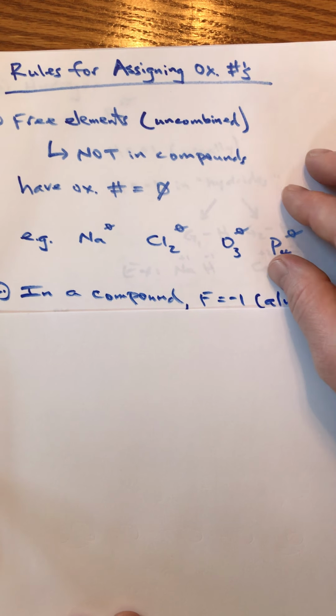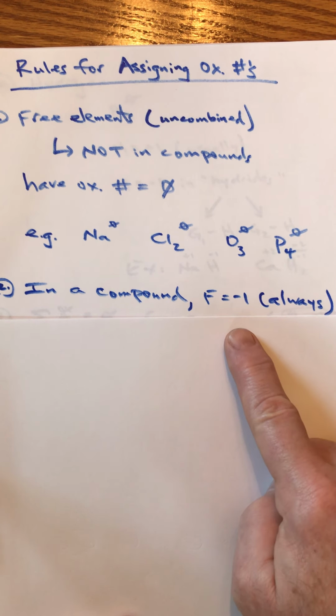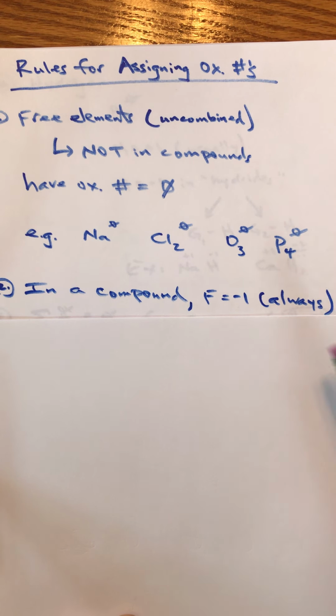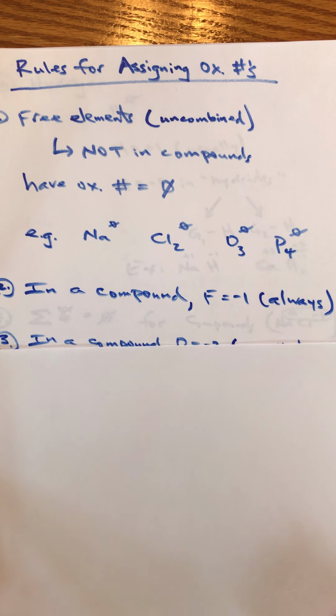All right, let's talk about when you're in a compound. Fluorine, the greediest of all elements, the tiny little thug. In a compound, fluorine is always -1. It's the most electronegative element. It's going to get that electron, no exceptions.